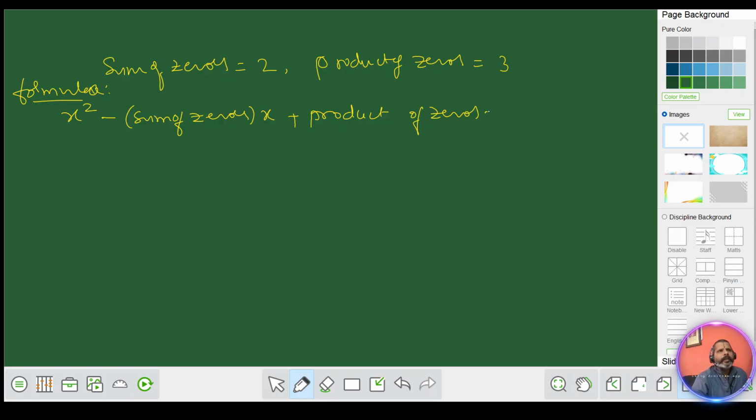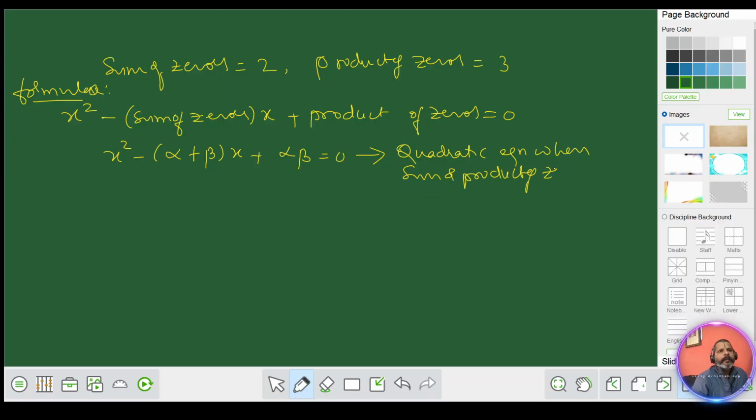If you want an equation, you can put an equation also. That is x square minus (alpha plus beta) x plus alpha beta. This is the quadratic polynomial or quadratic equation when the sum and product of zeros is given. Here, come back to the question.